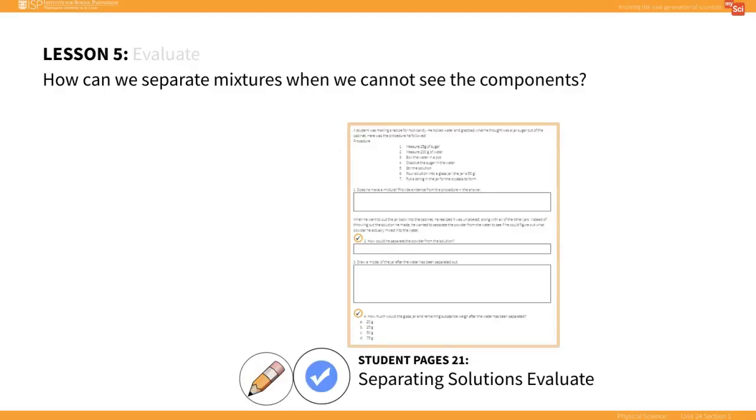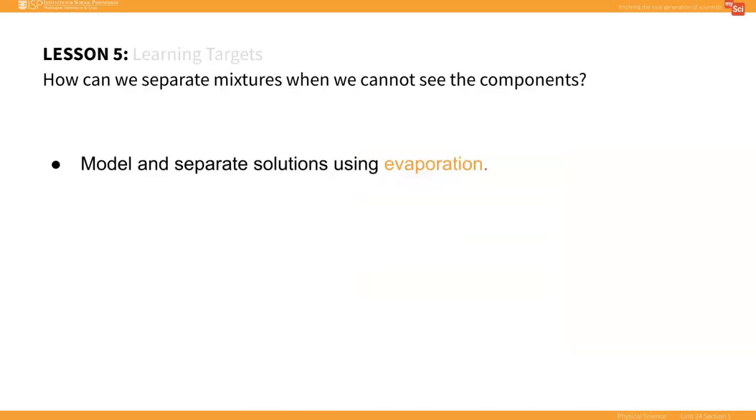In the Evaluate portion of this lesson, students will complete a formative assessment on solutions. Finally, revisit the phenomenon of baking a cake. Ask students during this process, when do we make a mixture? Can we separate the components of a mixture before we bake the cake? Can we separate the components of the mixture after we bake the cake? By the end of this lesson, students will have modeled and separated solutions using evaporation as their technique.